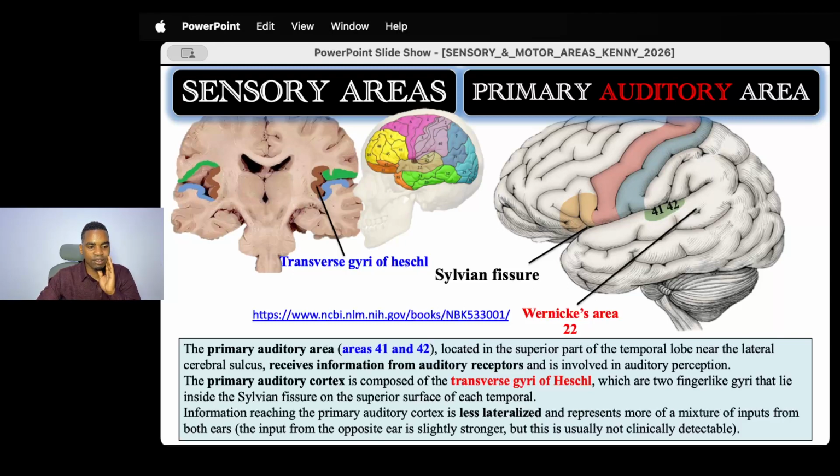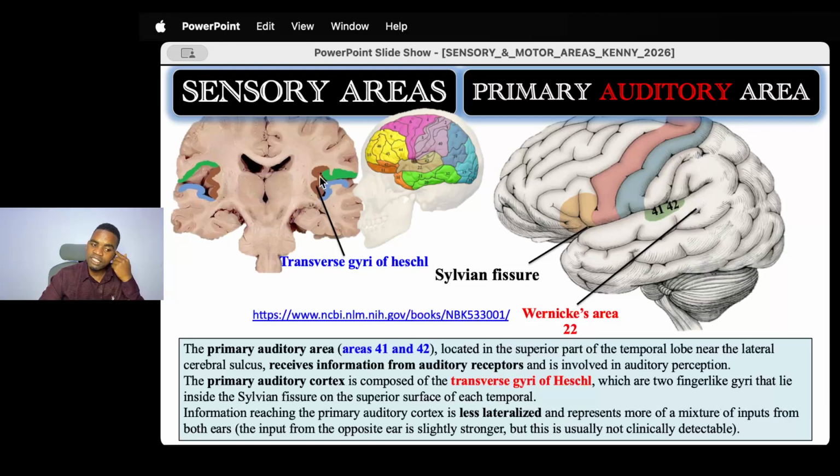Okay, and you can see this primary auditory cortex, which is the transverse gyri of Heschl. This name is hard for me to pronounce. It is deep within the sylvian fissure. So this one here is the sylvian fissure. Let me show you. If you try to separate the sylvian fissure, you can see these transverse gyri. I think this guy was German, this name, I think.